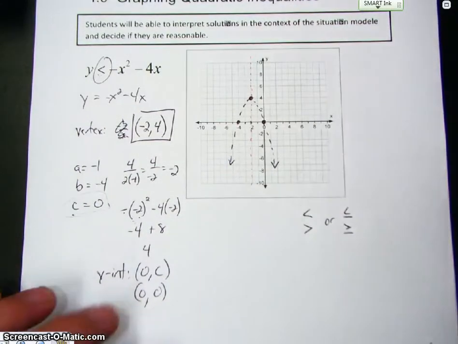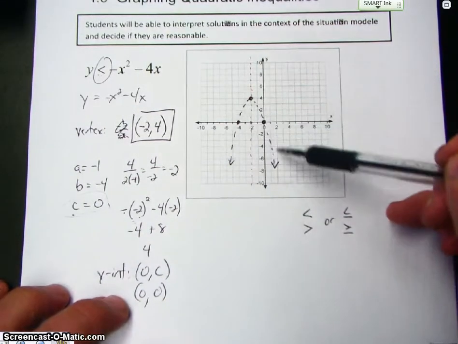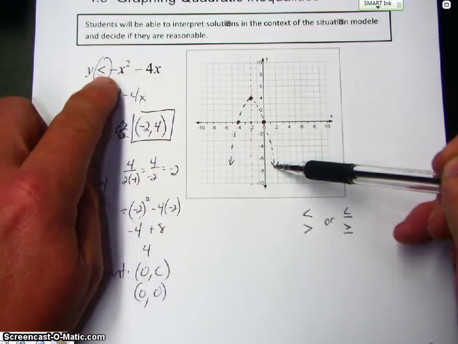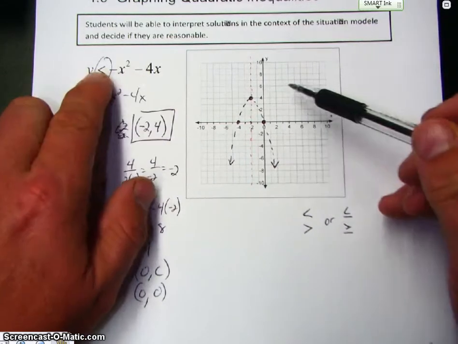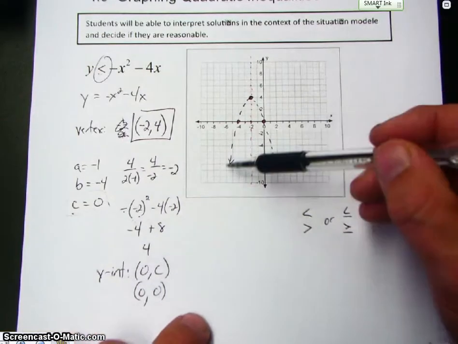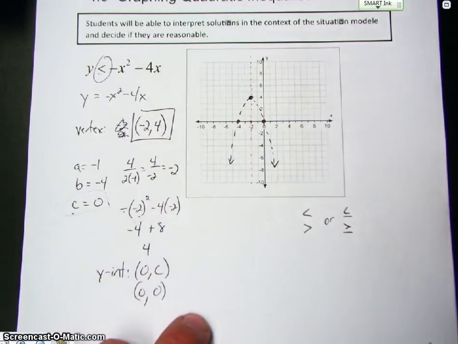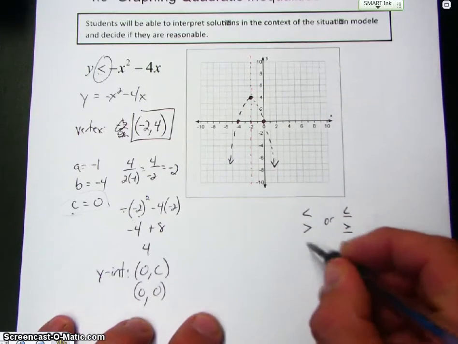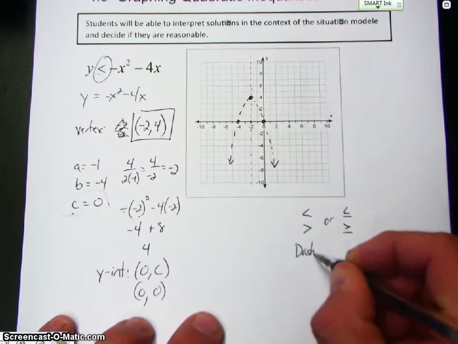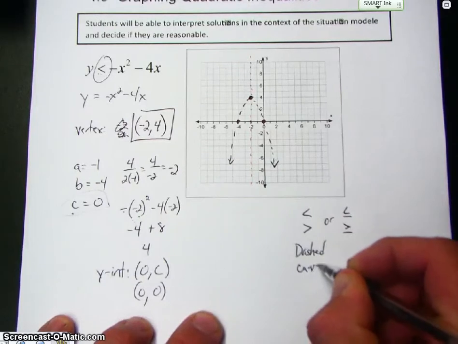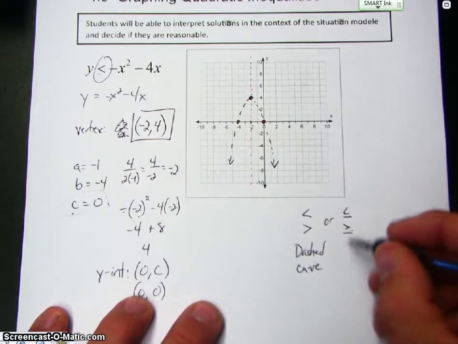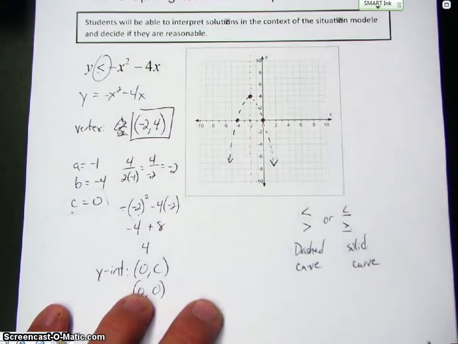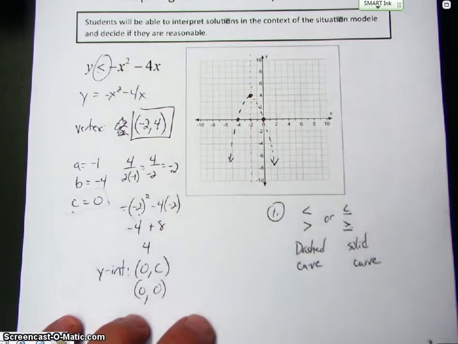Okay. Well, that means if the point is on the curve, it will make the statement false. In other words, y will still be equal to that value, and we want it to be less than. All right. So a dotted line takes care of that. So this is a dashed curve. If it does have equals with it, then it's a solid curve. So that's one part of graphing inequalities.